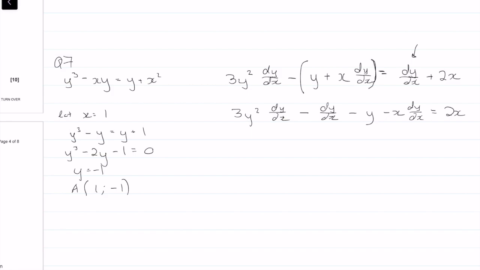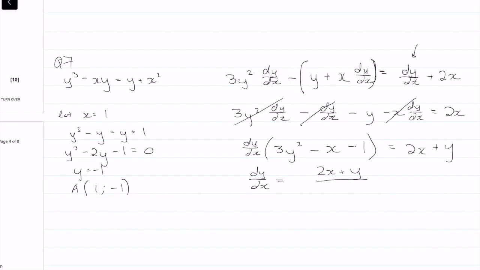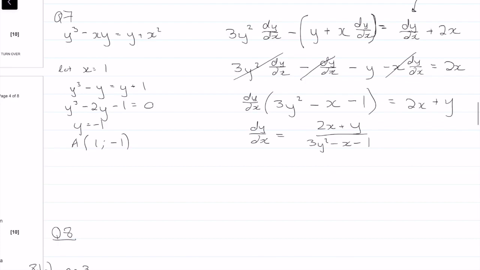I'm going to group the dy/dx terms, so dy/dx multiplied by 3y squared minus x minus 1 is equal to 2x plus y. So dy/dx, or my gradient, is equal to 2x plus y all over 3y squared minus x minus 1. That basically gives me the equation for my gradient, m. Now I substitute my values for the point A.